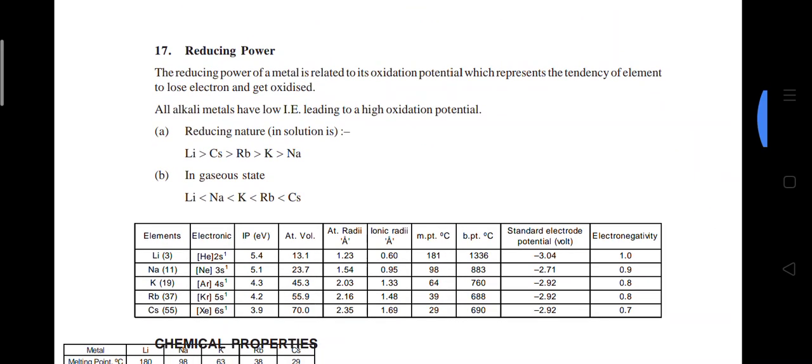Next is reducing power. The reducing power of a metal is related to its oxidation potential, which represents the tendency of an element to lose electrons and get oxidized. All alkali metals have low ionization enthalpy, leading to a high oxidation potential.